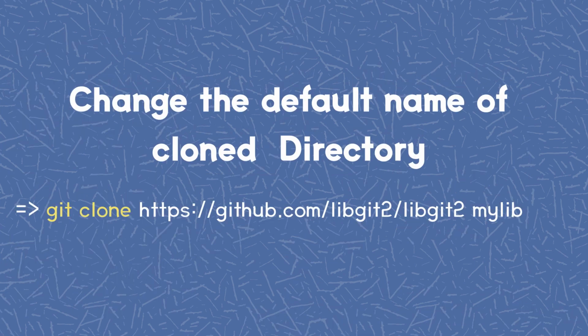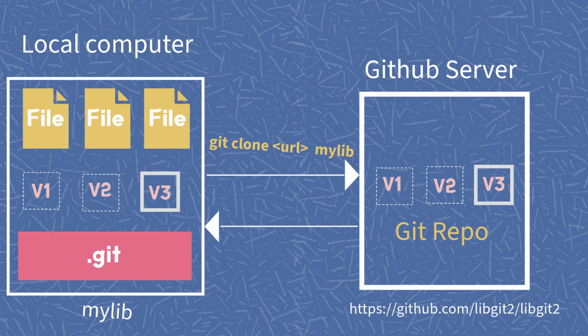If you want to clone the repository into a directory named something other than libgit2, you can specify the new directory name as an additional argument, like mylib. You can see the directory name is the same one you supplied in the argument.